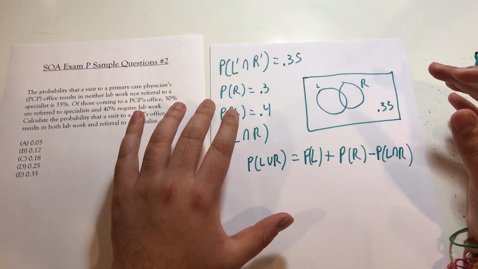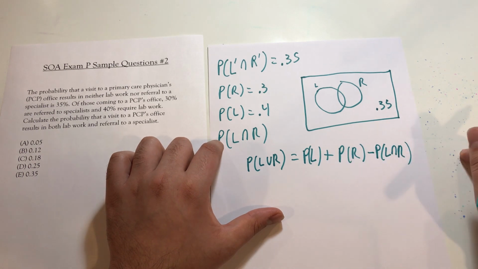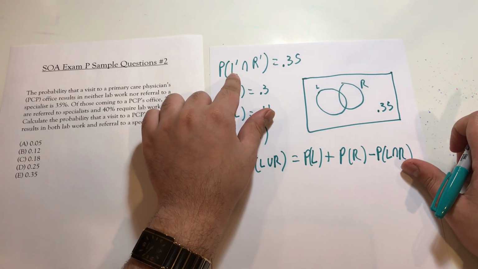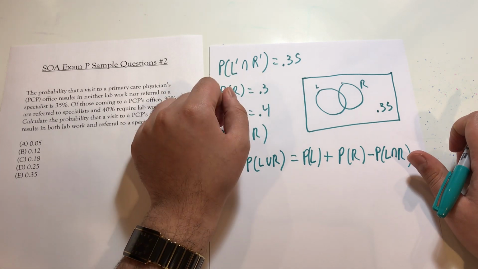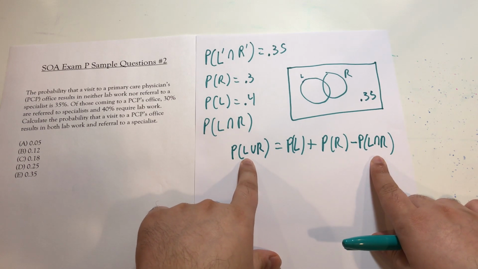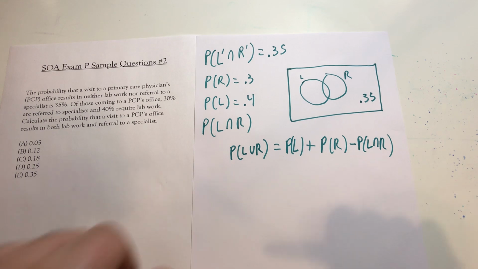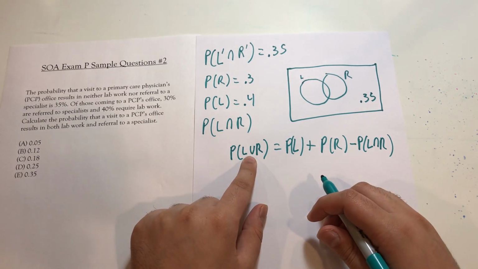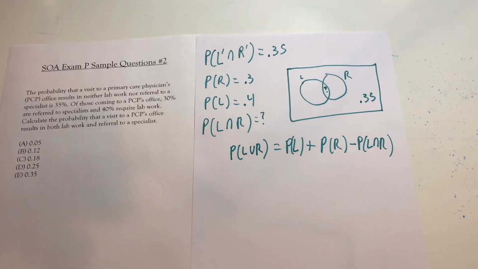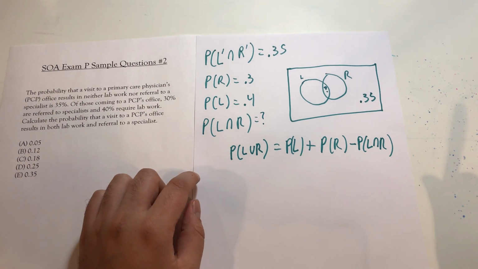Now, we know the probability of L and the probability of R. And we're given the probability of L complement intersection R complement, right? But we don't have the probability of L union R or L intersection R. We need one of them. I mean, we're going to need the intersection, because this is what we're looking for here. So how do we go about getting it? This is where something called De Morgan's Law comes in.